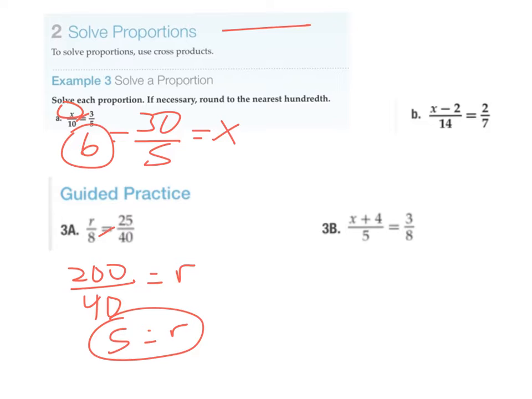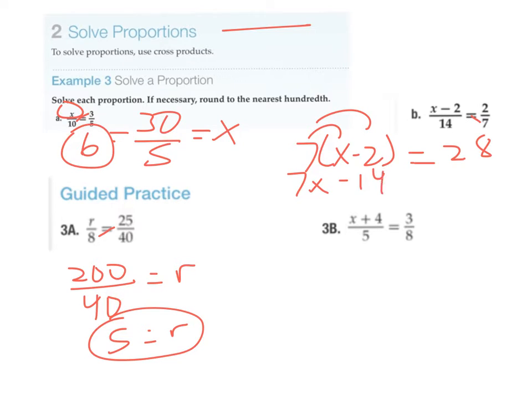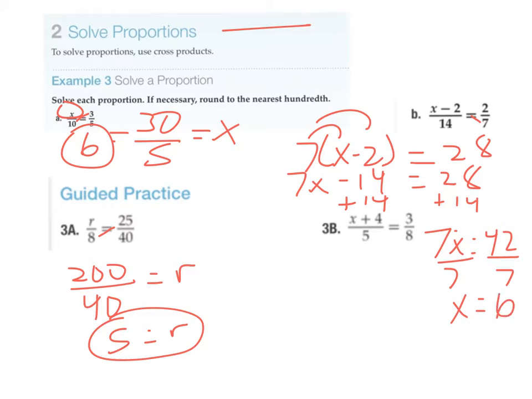Now they become a little bit more complicated when we have an expression, but we're still going to do cross multiplying. So it's 7 times x minus 2 equals 14 times 2, which is 28. So here we have to distribute. We get 7x minus 14 equals 28. From there, we have to solve. So this is a two-step equation. I'm going to add 14 to both sides, and so I'm going to get 7x equals 42. Divide by 7, x equals 6.